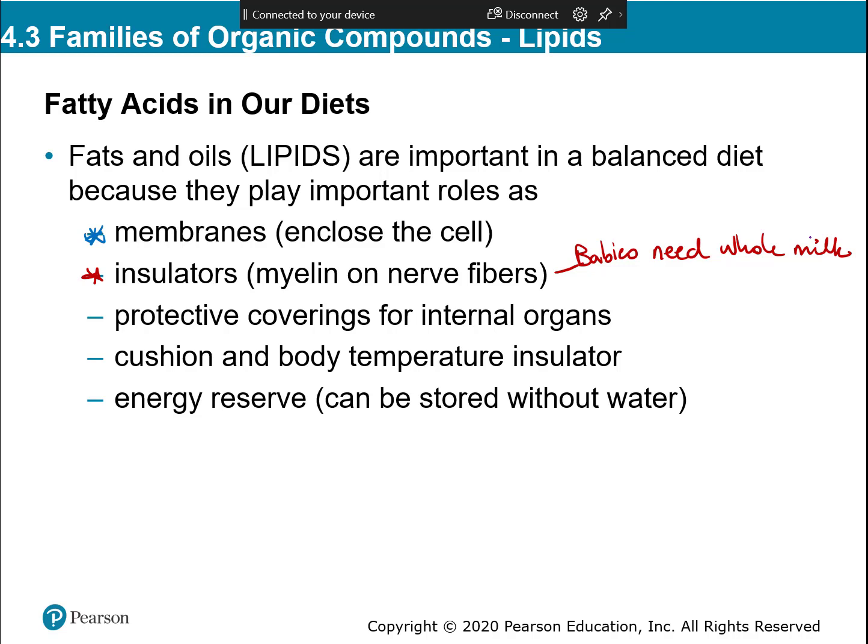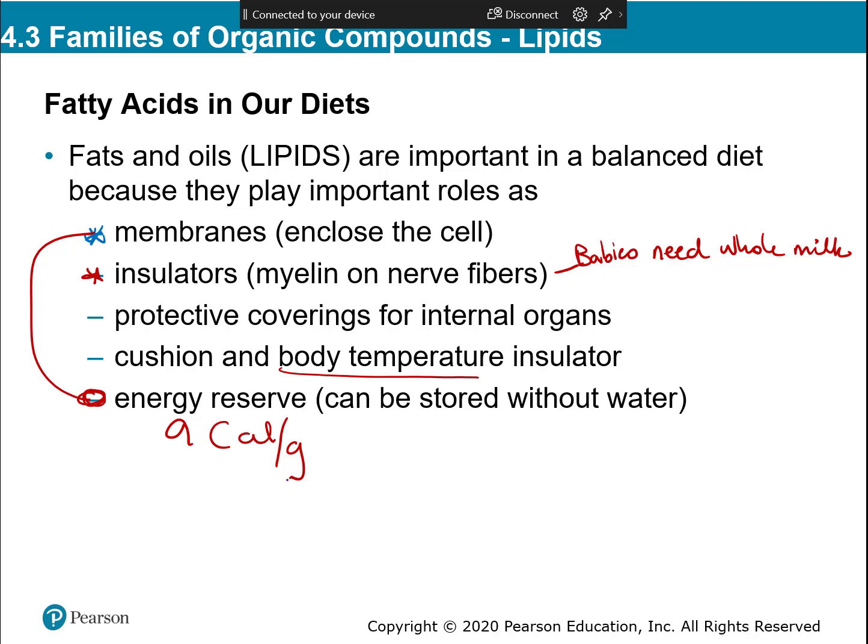We store fat underneath the skin in subcutaneous layers. That helps for body temperature regulation. And then the last, these can play big roles, like what do your fatty acids need to be used for? But you can also burn these for energy. You can break down fatty acids and generate lots of energy because remember that they make 9 calories per gram.